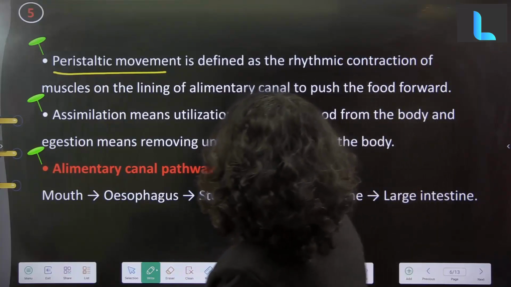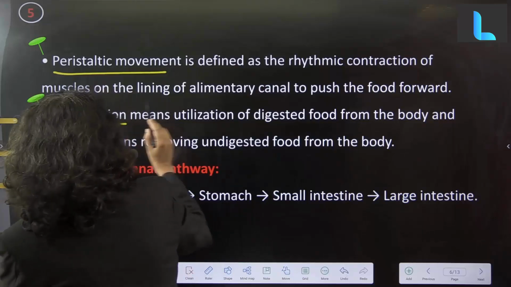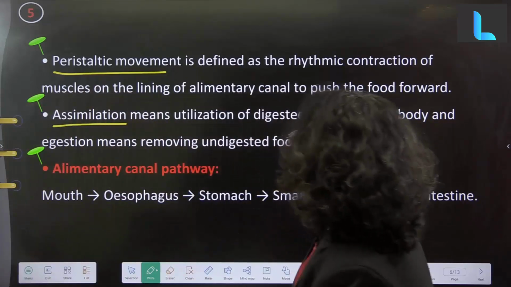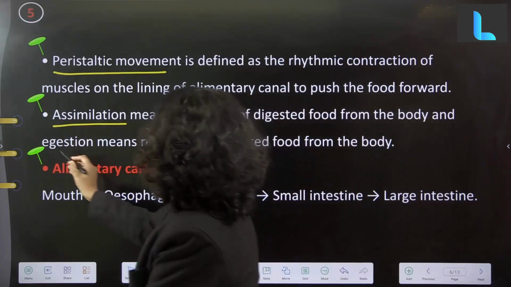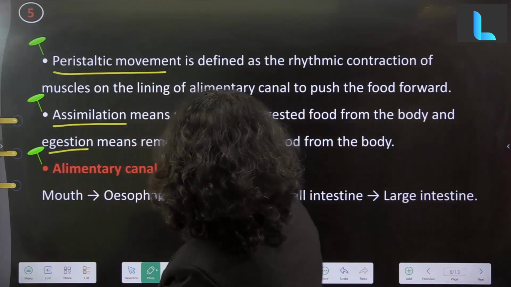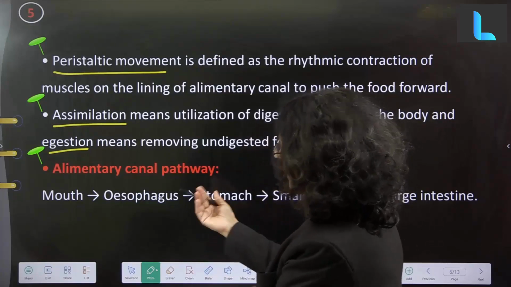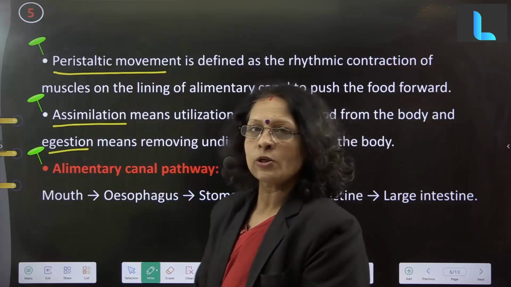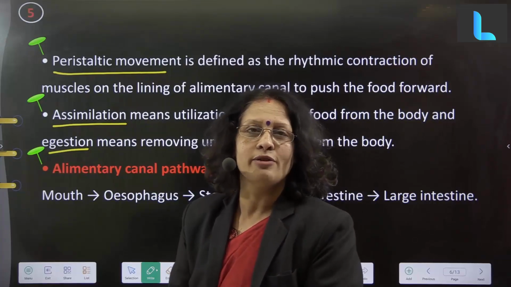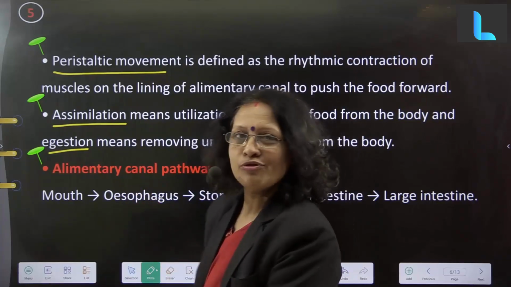Okay, and assimilation means utilization here, utilization of digested food by the body, and egestion means removing undigested food from the body. Okay, then the alimentary canal pathway, how it is: actually the digestive process starts from the mouth only. There is saliva secretion, and saliva has an enzyme called salivary amylase, so food starts breaking down from there only.